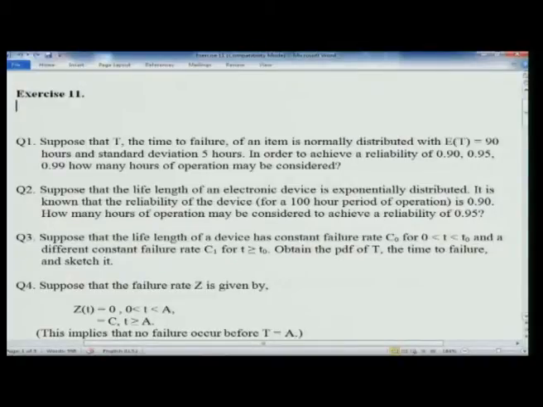Suppose that the failure rate z is given by... Now, 4 is a special case of 3. Here, for time between 0 and a, the failure rate is 0, and for t greater than a, it is c. So, it is constant. Again it is the same thing as 3, except that now your C naught is 0, and C 1 is c. Because we have obtained the form for the failure law in 3, now just substituting the special values, you can compute.